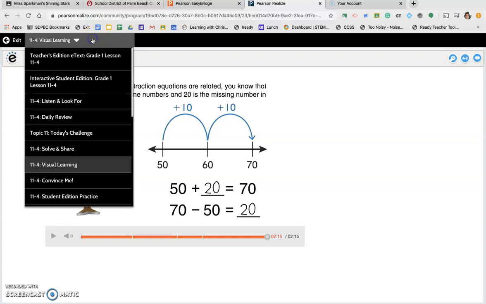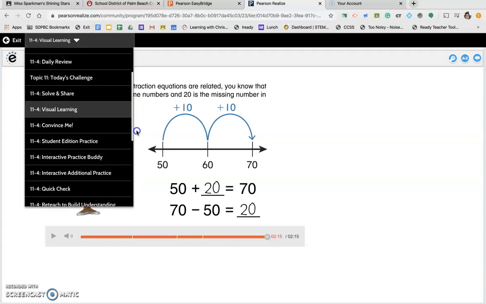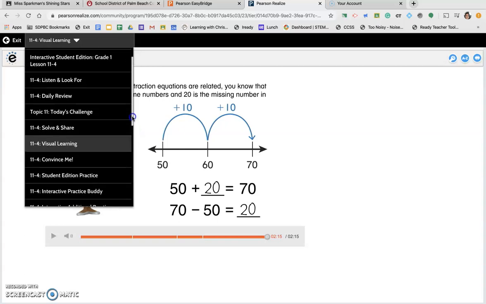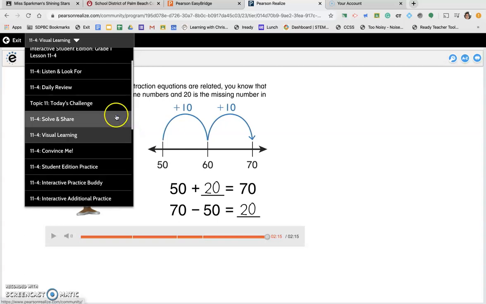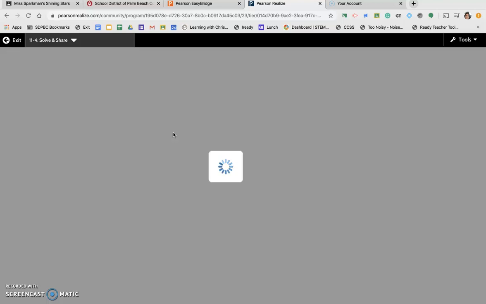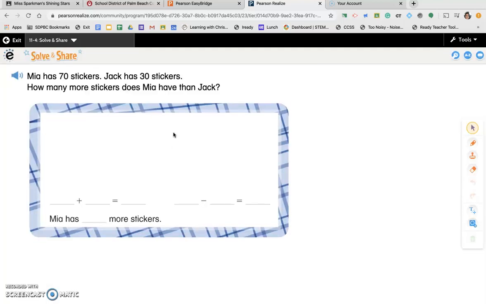Okay, one last thing before I let you guys start practicing on your own. Let's go to solve and share. So we know, just like in class, the solve and share. Yes, we're going to do solve and share. All right. Mia has 70 stickers. Jack has 30 stickers. How many more stickers does Mia have than Jack?